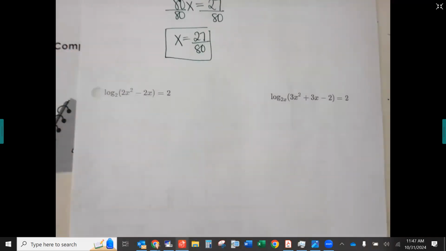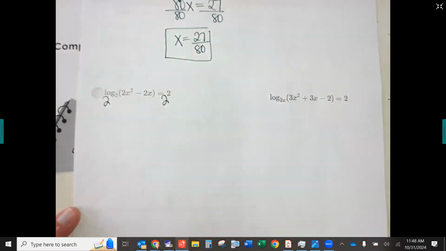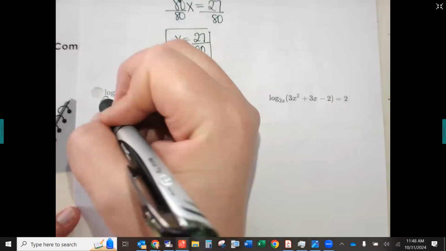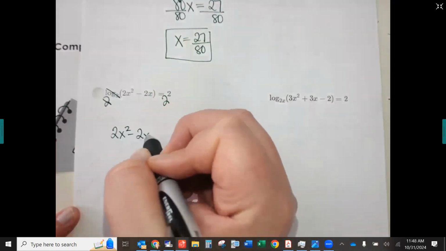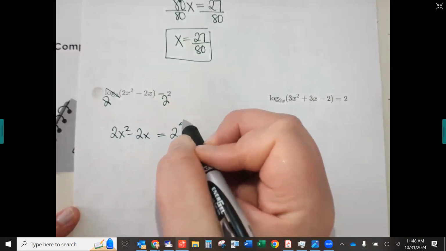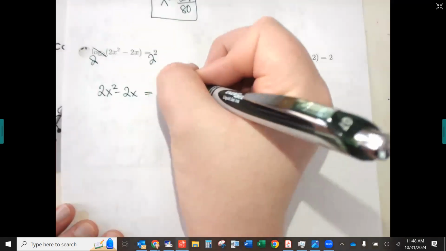All right, first question, are there multiple logs that we have to combine? No. And it's a log little 2. So I'm gonna do a big 2 on both sides. These guys cross out. So I have 2x² minus 2x equals 2 to the 4. Oh wait, I wrote the wrong number, 2 to the 2.